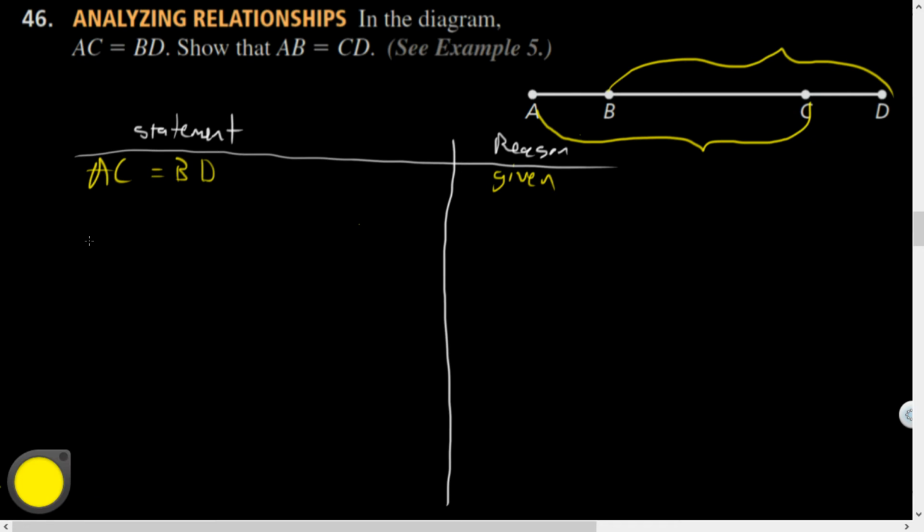You guys all know this. Well, actually, I don't even need it. Do I need to switch to congruence? No, I'm just going to go with the segment addition postulate right away. I'm going to say AC is equal to AB plus BC. And I think I can make a similar claim about BD.